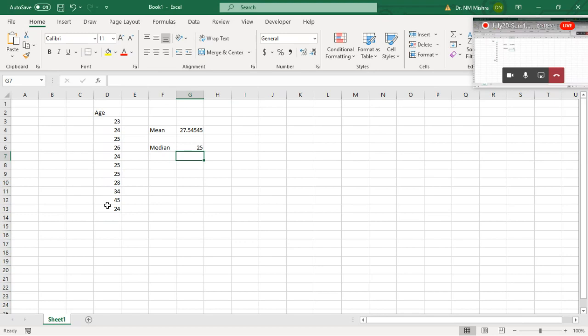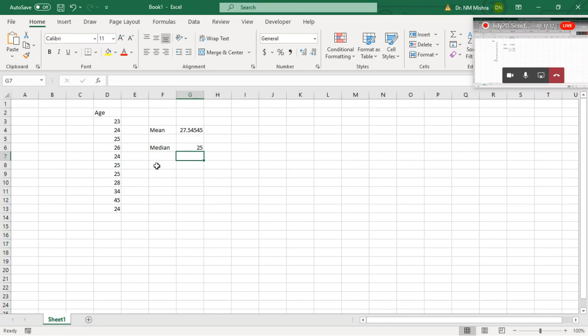It means there is an equal number of people in this data set having an age more than 25 years, and an equal number of people in this data set having an age less than 25. So this is the way Excel is helping us in finding out the mean and median.